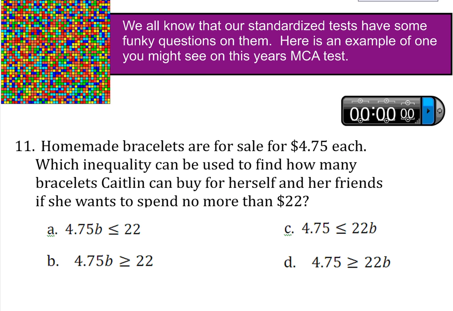Okay, so homemade bracelets are on sale for $4.75 each. Which inequality is best used to find how many bracelets Caitlin can buy for herself and her friends if she wants to spend no more than $22? So take a moment, see if you can think about this and work it out. Hit pause and look it over, and then when you're ready to go, hit play and see if you're right.